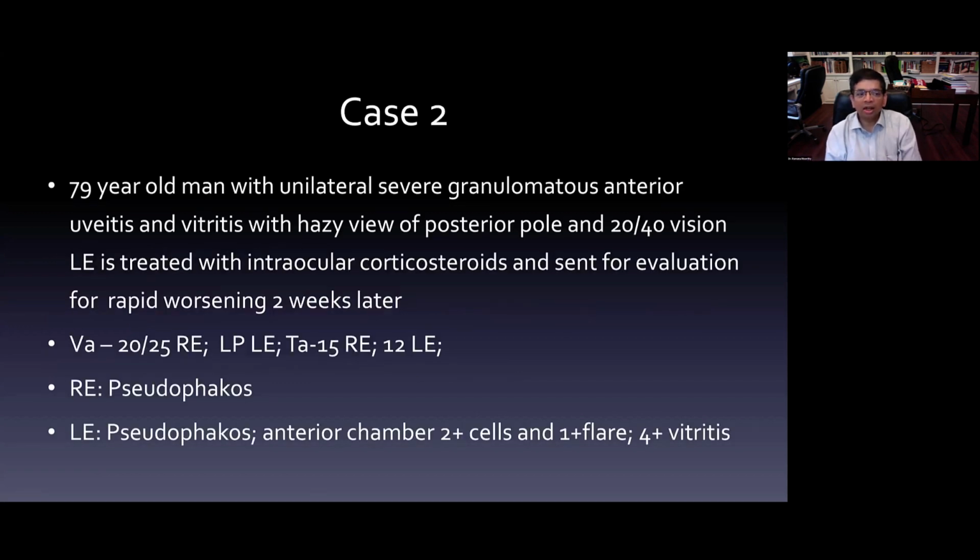Case 2: a 79-year-old man with unilateral severe granulomatous anterior uveitis, vitritis, and hazy view of the posterior pole, with 20/40 vision in the left eye. Intraocular corticosteroids were given, with rapid worsening of vision 2 weeks later. So he was given intravitreal steroids, and now he's light perception in the left eye, and his right eye is still normal. He's pseudophakic, and on examination, he has a lot of vitritis in the left eye. He has nothing going on in the right eye.